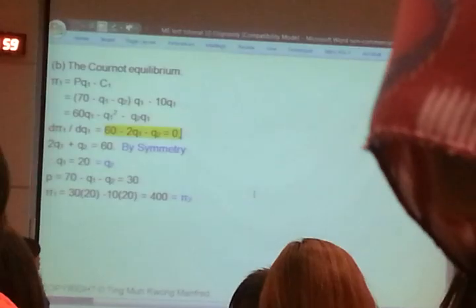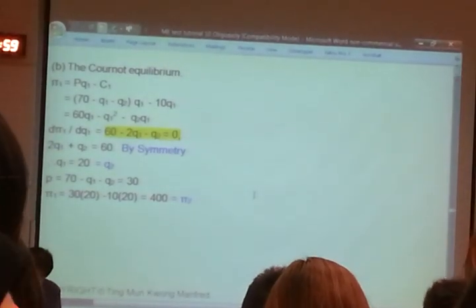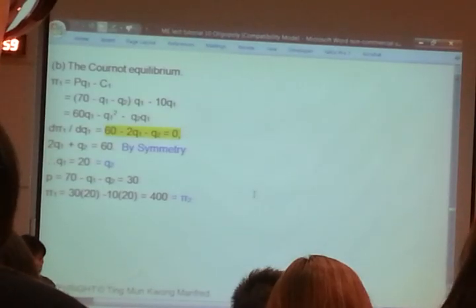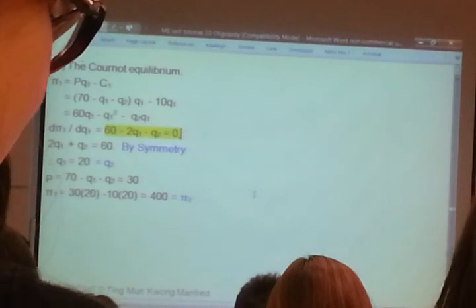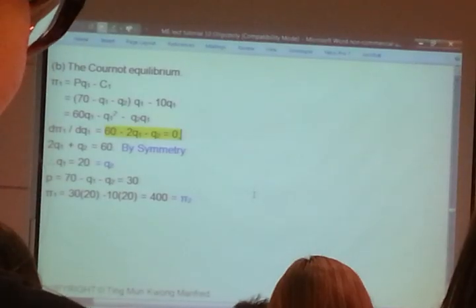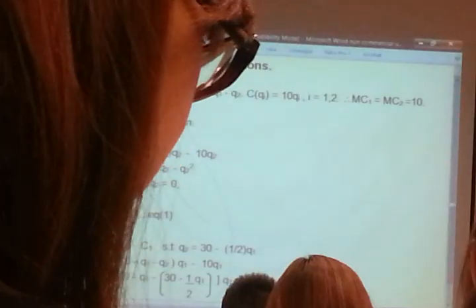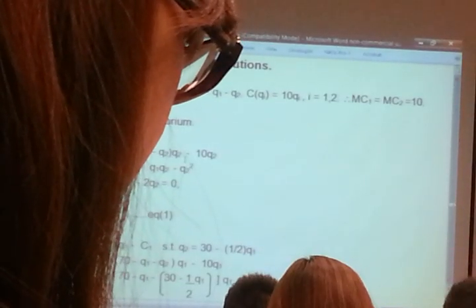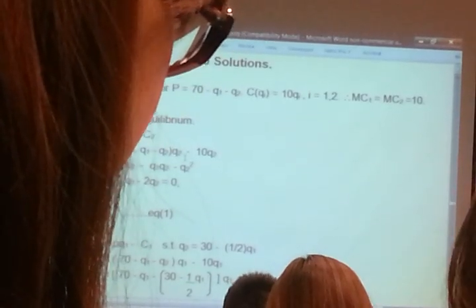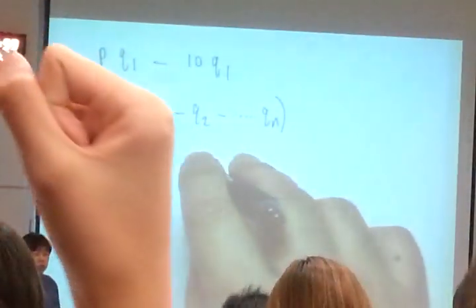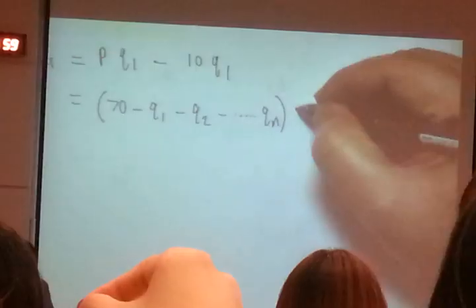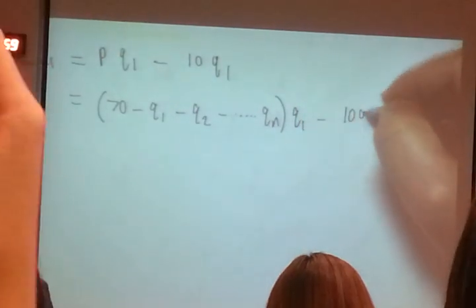the price is how much? There are n firms, right? You understand? The P is given as 70 minus Q. If there are n firms, this Q is how much? Q1 to Qn. So 70 minus Q1 minus Q2 minus Q3 minus Q4 minus Qn. Okay? Because the big Q is Q1 to Qn, no longer Q1 and Q2, right? So this is P times Q1 minus 10 times Q1.